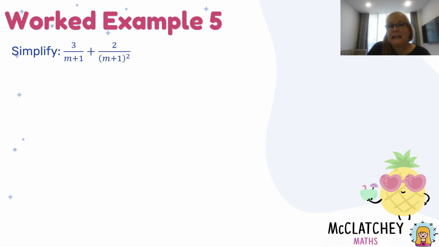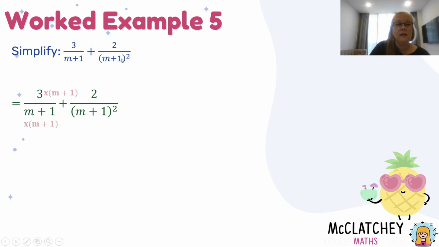Okay, here's our final example for today. We've got 3 over n plus 1 plus 2 over n plus 1 squared. I've brought some powers in. Might look a little bit scary. You just need to recognize that n plus 1 is a factor of n plus 1 squared. So all I need to do to give them a common denominator is also multiply this fraction over here by n plus 1. And then I'll have this denominator of n plus 1 squared.